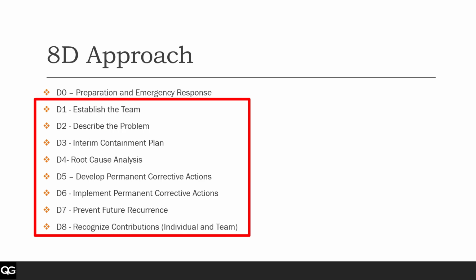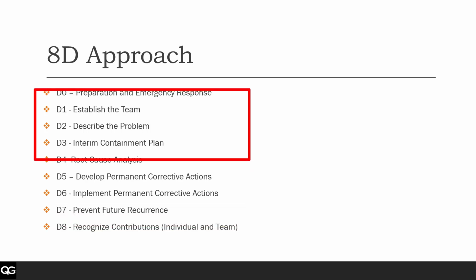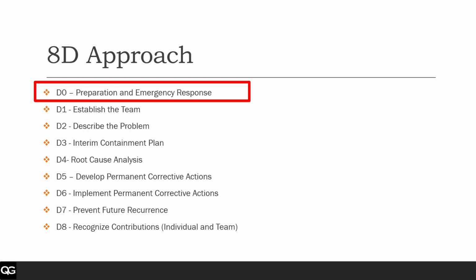D1 is the first discipline or the first step. D2 is the second discipline or the second step which you take when you solve the problem. But you will also see that there is another step, which is the 9th step. D0 has been added on top of D1 to D8. So instead of 8 Ds, now there are basically 9 disciplines, and it starts with D0, which is the initial phase or the initial step.